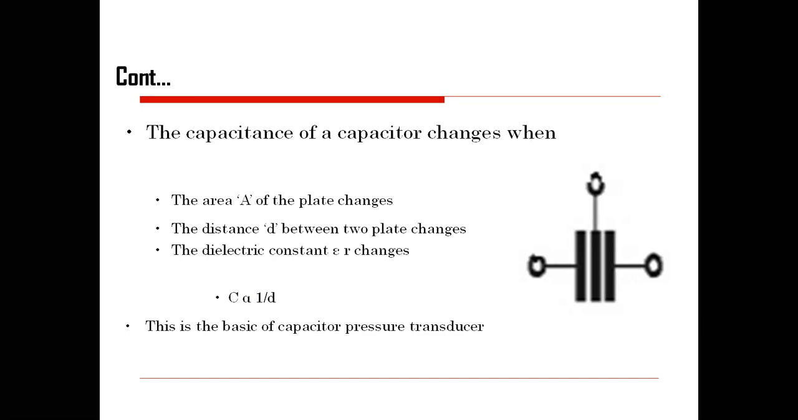But prior to that, if we try to understand the concept of the capacitor, that will help us understand the concept in a better manner. Okay, so over here, the capacitance of the capacitor will change when we change the area of the plate. Then it is possible to change the capacitance depending upon the distance between the two plates, and the dielectric constant epsilon r. So these are the parameters: area, distance, and epsilon r.